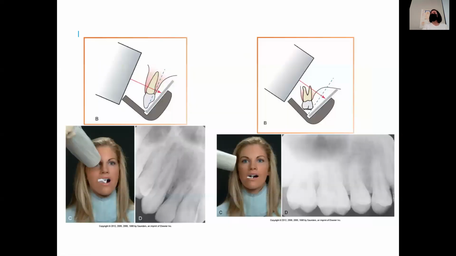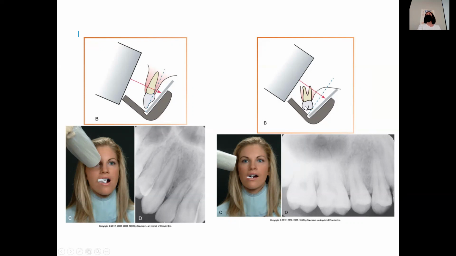Okay, so here are some images showing how it might look in the patient's mouth. The incisal edge is close to the film. They've determined about where the bisector is. They've made their central ray perpendicular to it. And this is about how steep. You can see it's pretty steep, but it's flatter when they're doing a molar.